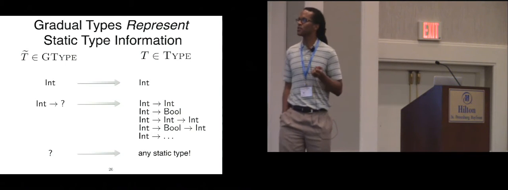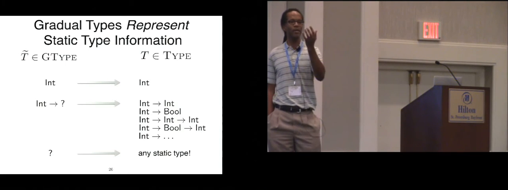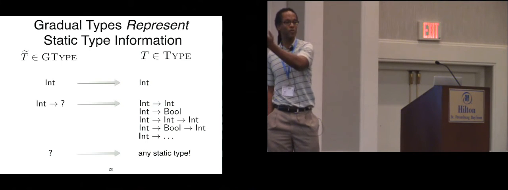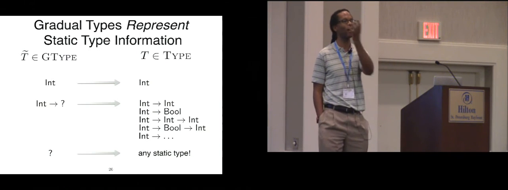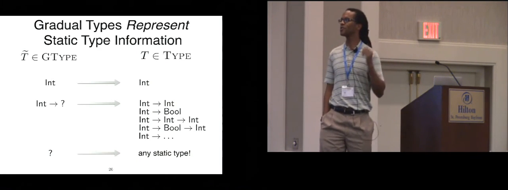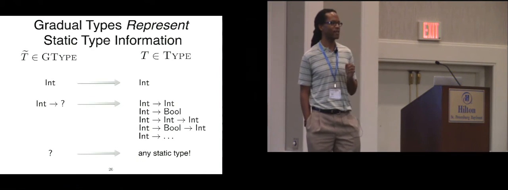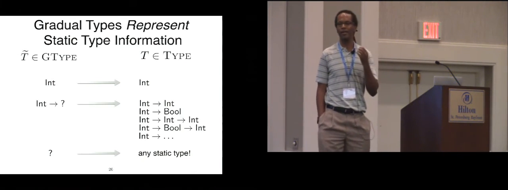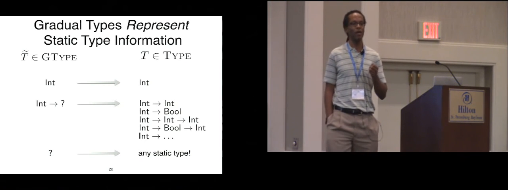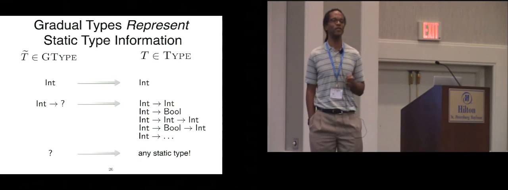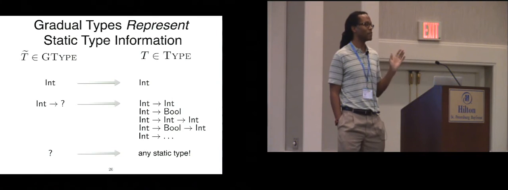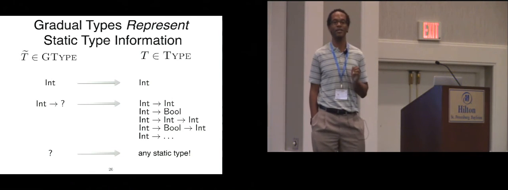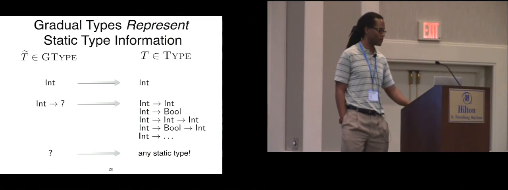The intuition that drives this work is that a gradual type system is juxtaposed with respect to an existing static type system. In particular, gradual types are often imprecise, but they have some amount of static type information. The gradual type int corresponds directly to a static type int, and there's nothing left to talk about. Whereas with the gradual type int arrow unknown, with the unknown type, we know that we're talking about a function type, and we know that the domain of the type is an integer, but we know nothing about the codomain, which means it could be anything. And taking it even further, the unknown type itself really doesn't tell us anything about the static type information. All we know is it's some static type.